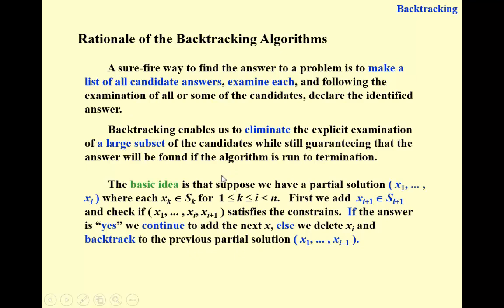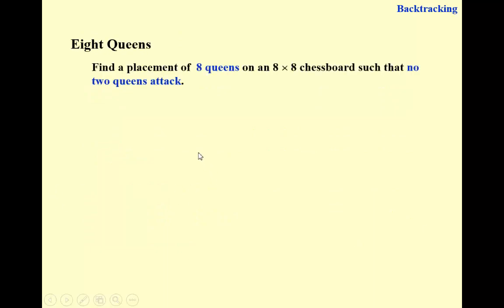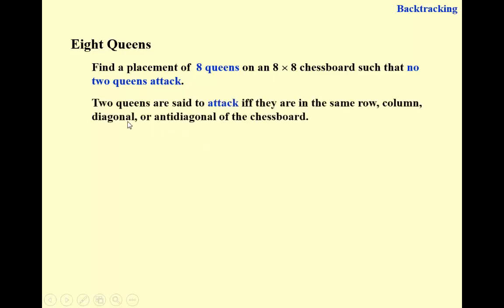Well, it still sounds quite abstract, right? Let's study some examples. The first example is the famous 8 queens problem. We're supposed to find a placement of 8 queens on an 8 by 8 chessboard such that no 2 queens attack. Attack means, we say 2 queens are said to attack if and only if they are in the same row, same column, same diagonal or anti-diagonal of the chessboard.